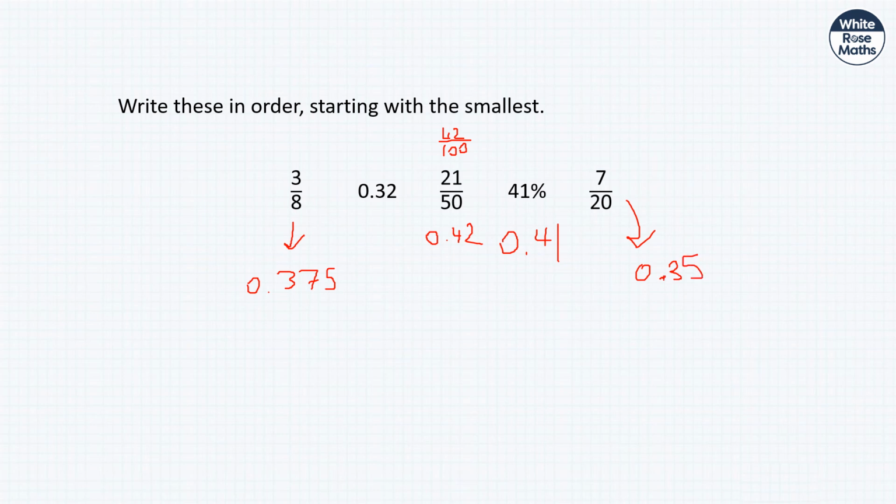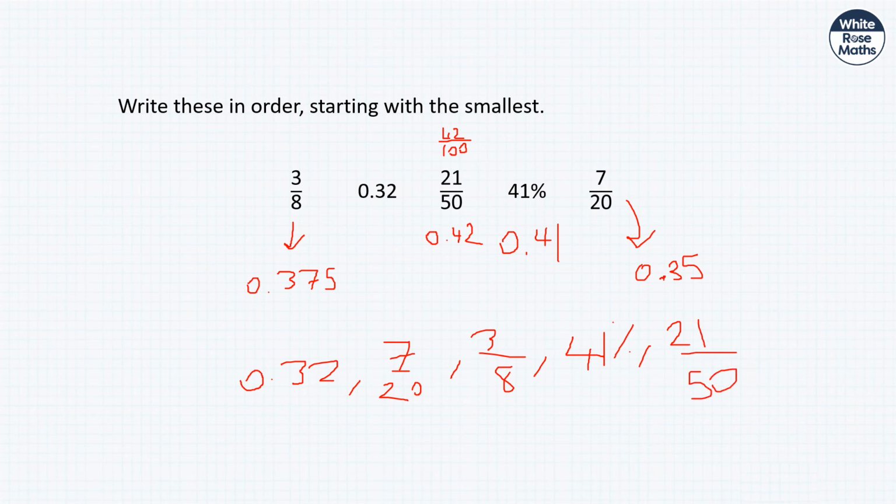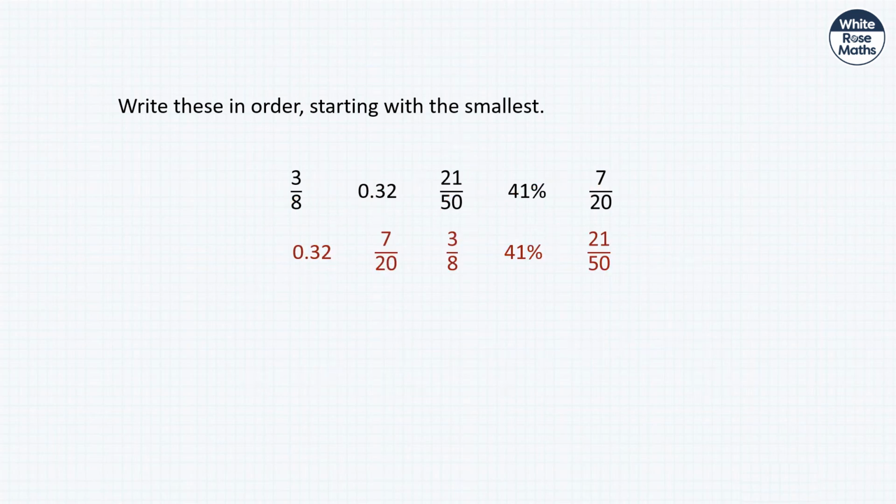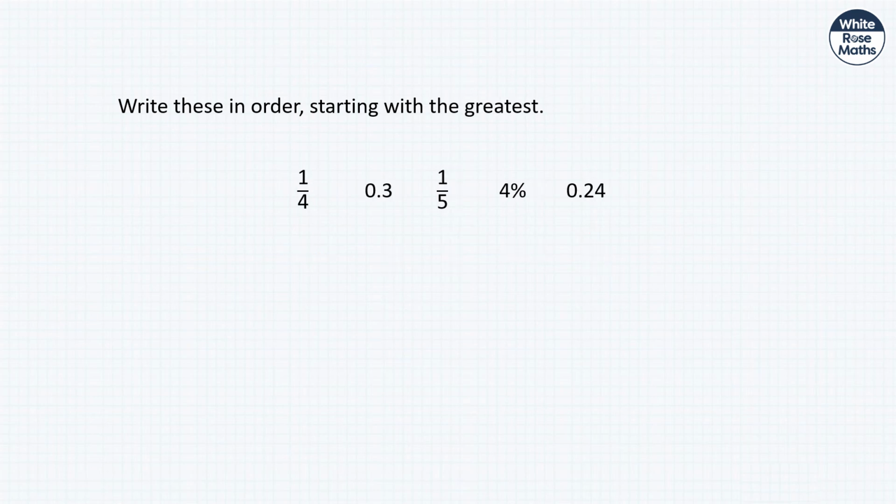So smallest is 0.32. Then it's 7/20. Then it's 3/8. Then it's 41%. Then it's 21/50. There we go. This next one, so writing these in order of size.